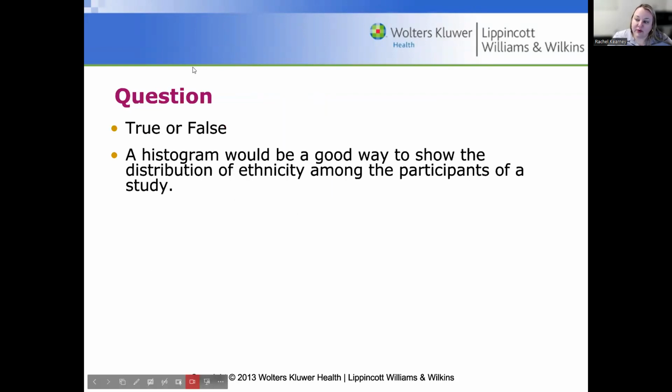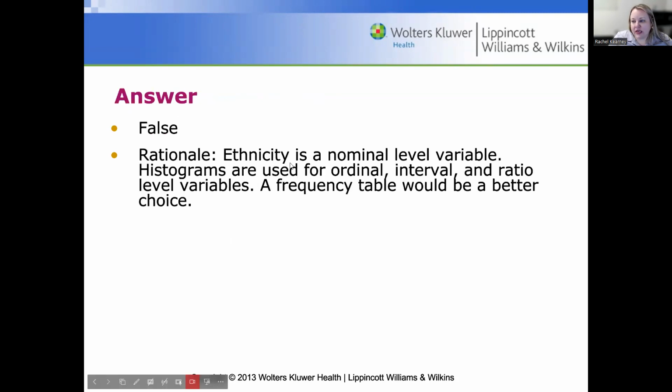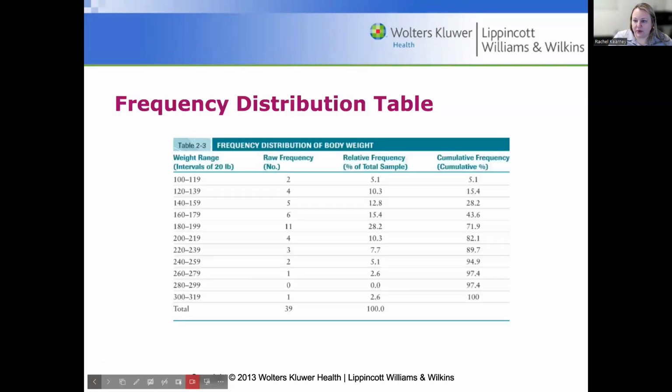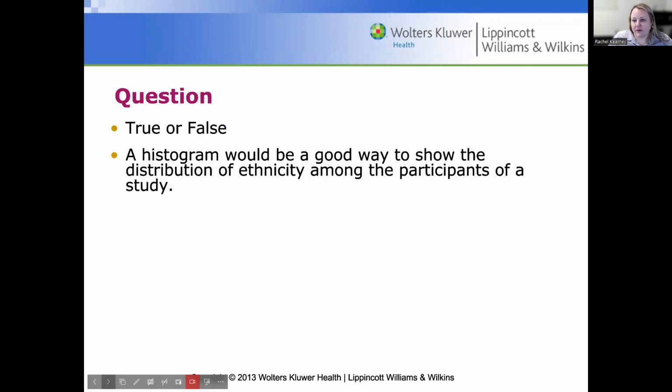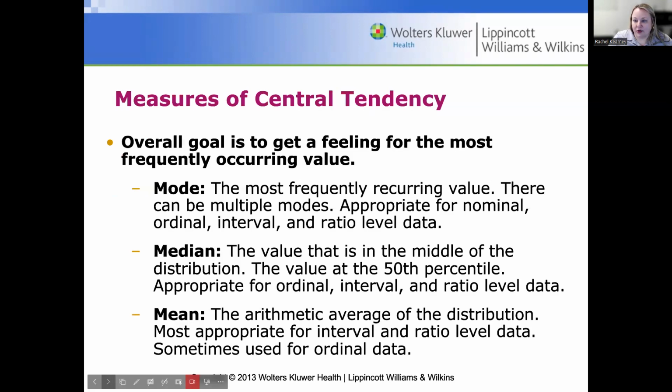True or false, a histogram would be a good way to show a distribution of ethnicity among the participants of a study. So if we ask people what their ethnicity was, would a histogram be a good way to show that? The answer to that is false. Ethnicity is a nominal variable, and histograms are generally used for ordinal, interval, and ratio level variables. So a frequency table would be a better choice. So our previous one would be a better choice to demonstrate ethnicity, because it's a nominal value.